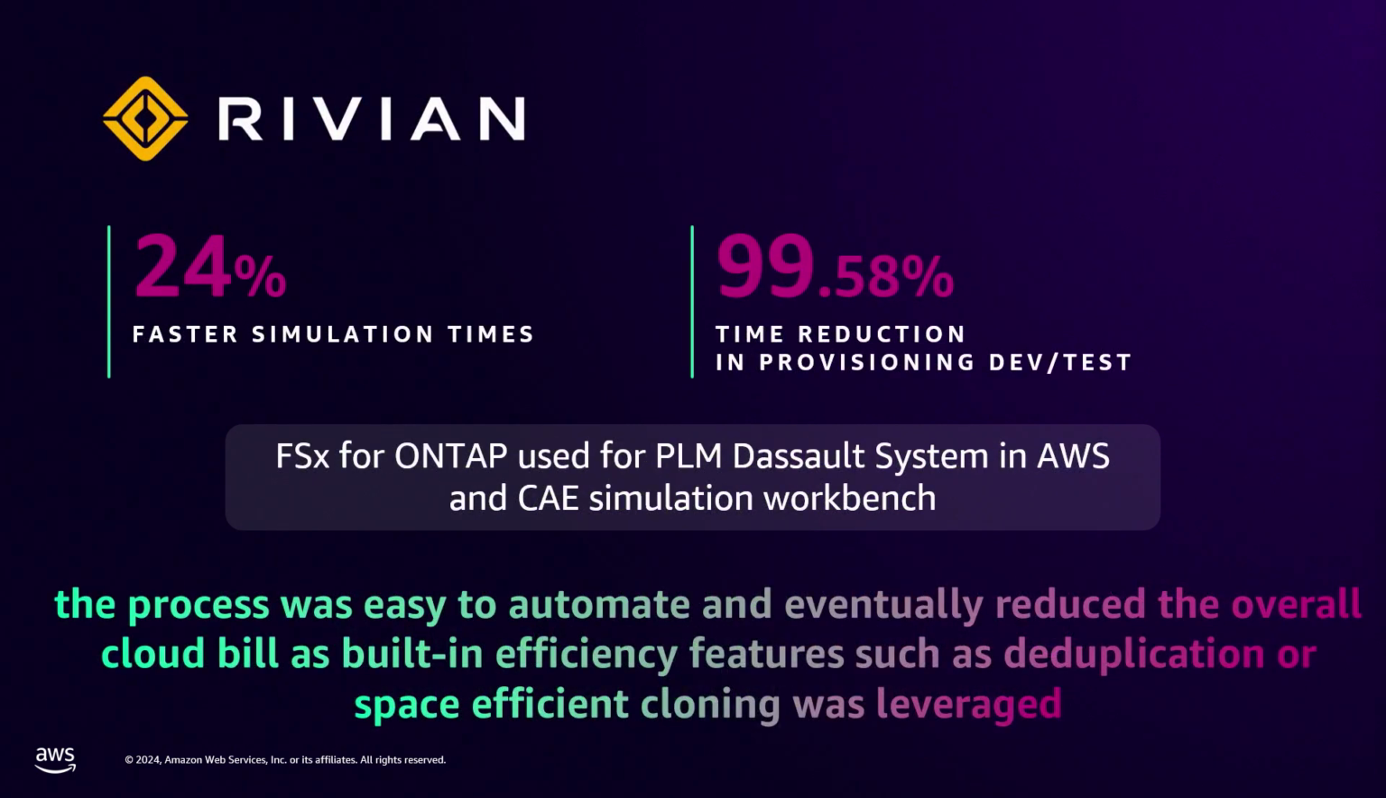Another customer that's using FSx for ONTAP scale-out is Rivian. Rivian is an electric vehicle manufacturer, and they were using FSx for a lot of their PLM, or product lifecycle management, as well as CAE, or computer-aided engineering, simulations. FSx for ONTAP enabled them to achieve 24% faster simulation time and a huge reduction in their dev test provisioning between their research and production workloads. I'll talk a little bit about that when I get to the agility portion of FSx.